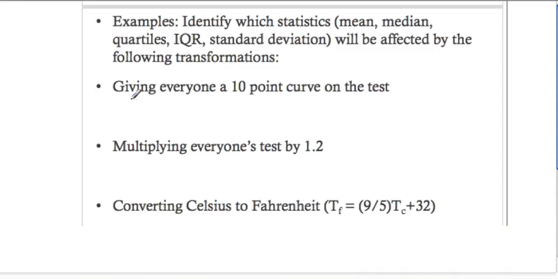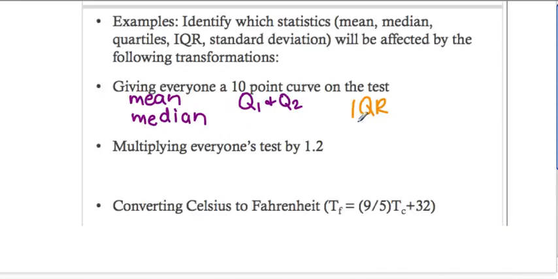Well, that's a recentering example. We are adding a constant. So the mean will be 10 points higher. The median will be 10 points higher. The individual quartiles will be 10 points higher because the quartiles themselves don't measure spread. However, IQR and standard deviation will not be affected. They will stay the same because our data is not getting any more spread out, it's just moving up.